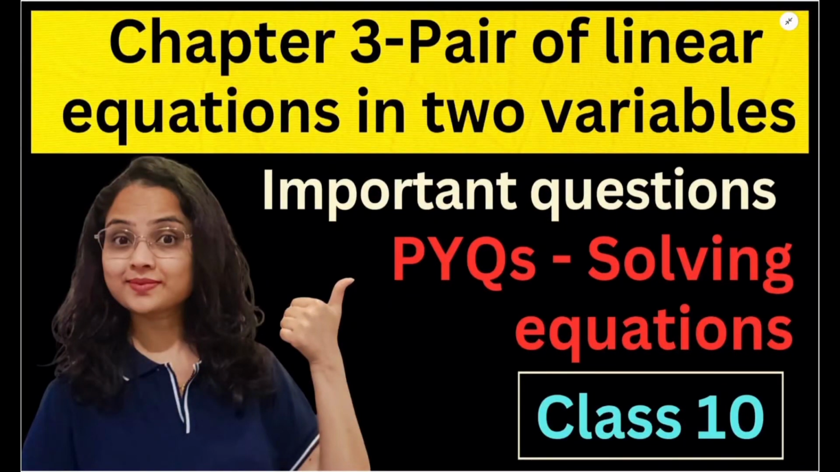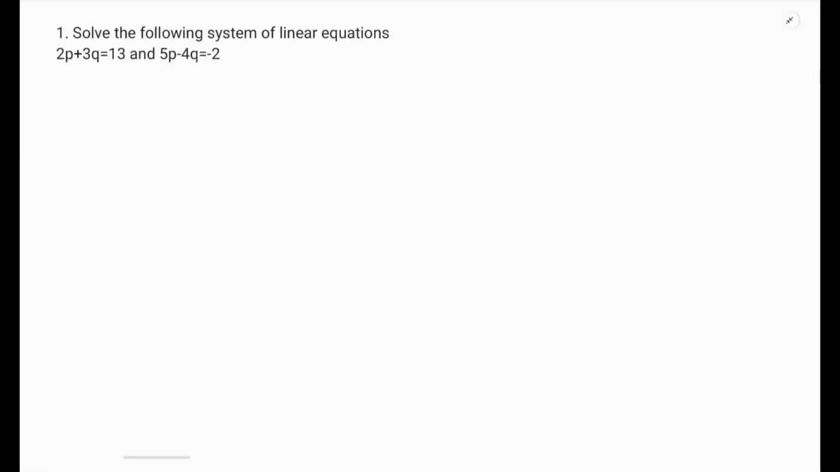Hello students, in this video we will solve the previous year questions from the chapter pair of linear equations in two variables. First one, solve the following system of linear equations. Here two equations are given. Either you can use substitution method or elimination method. Here I am using the elimination method.